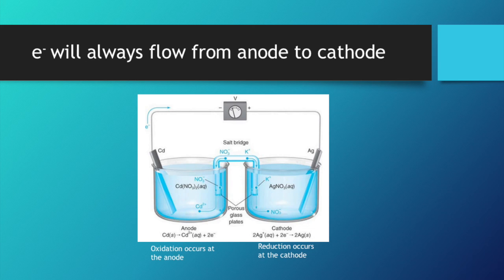So some of you might be asking, what happens if we remove that salt bridge? Well, the answer is pretty much nothing. It's considered a short circuit, and no electrons will actually flow through that circuit, resulting in no voltage or electrical potential being registered on the potentiometer.